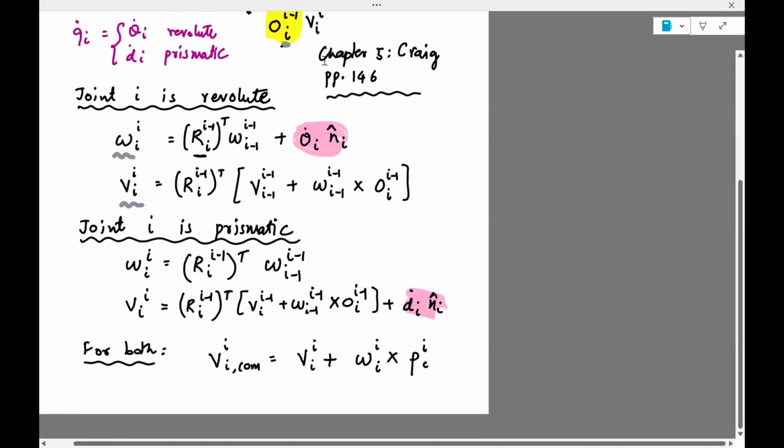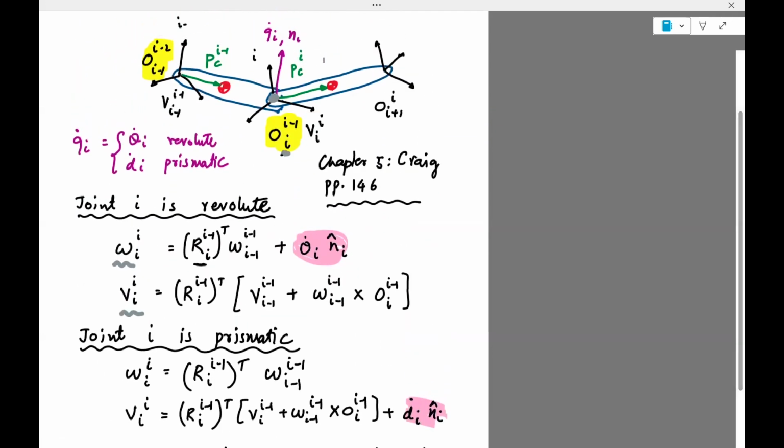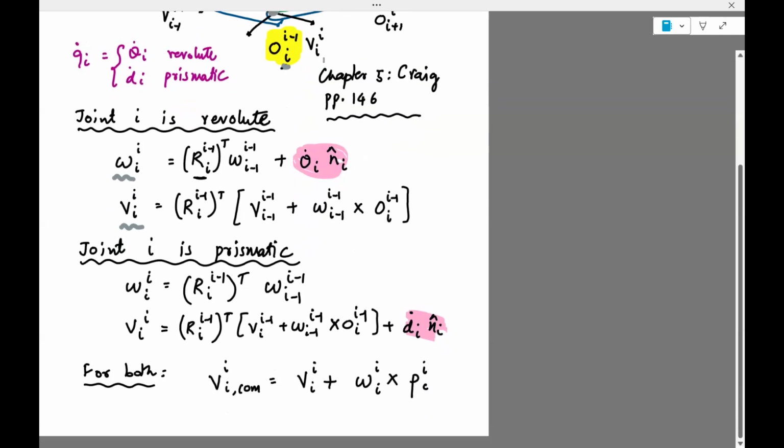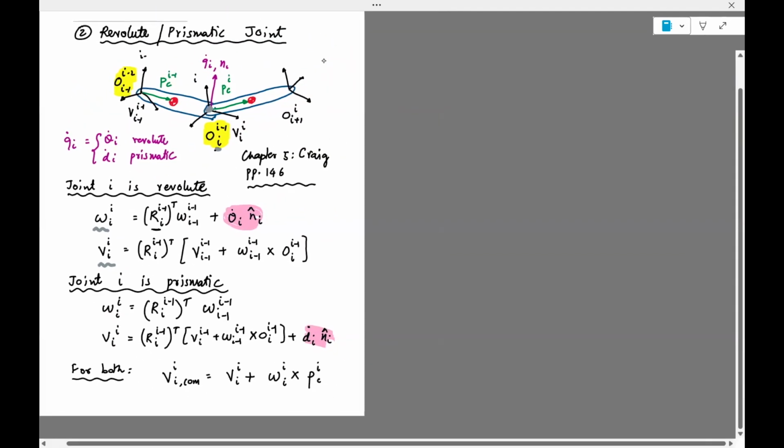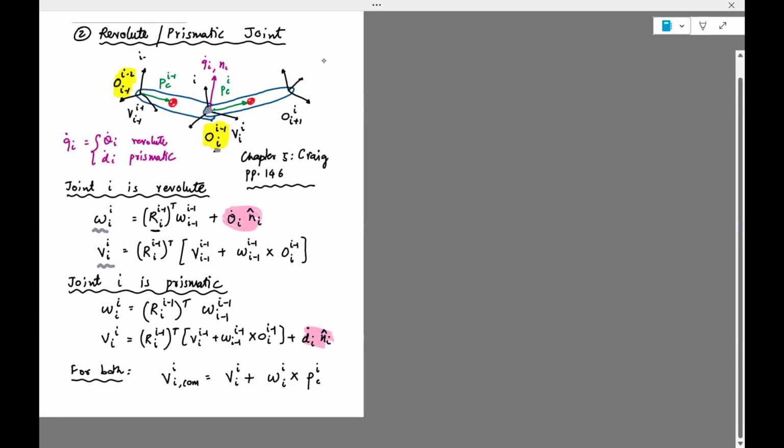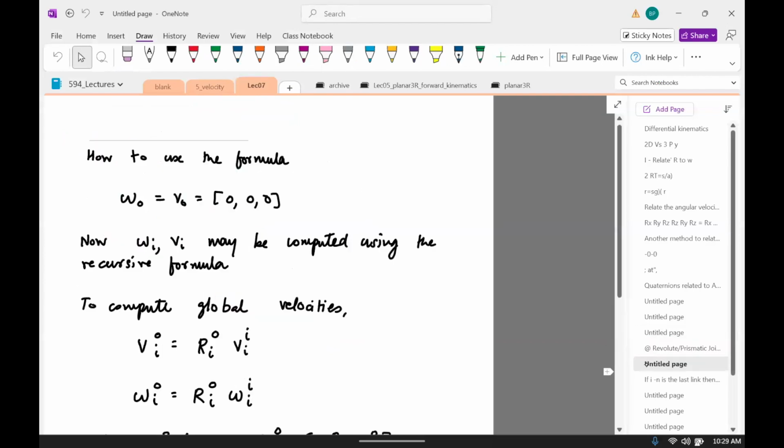We're also interested in finding the linear velocity of the center of mass, which I've shown with the red dot. That can be found by knowing the velocity of the frame plus omega cross P_Ci, P_Ci being the distance from the body frame to the center of mass. So everything here is, as I said, relative to the previous frame. That will simplify our life a little bit later. So let's go to the next part.